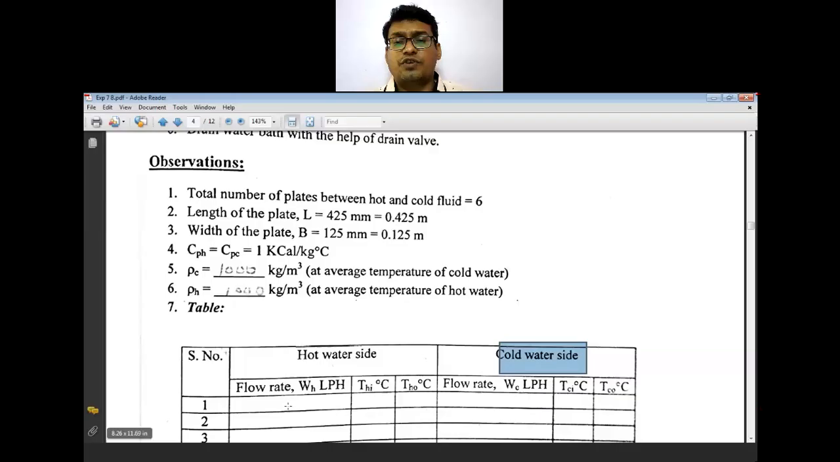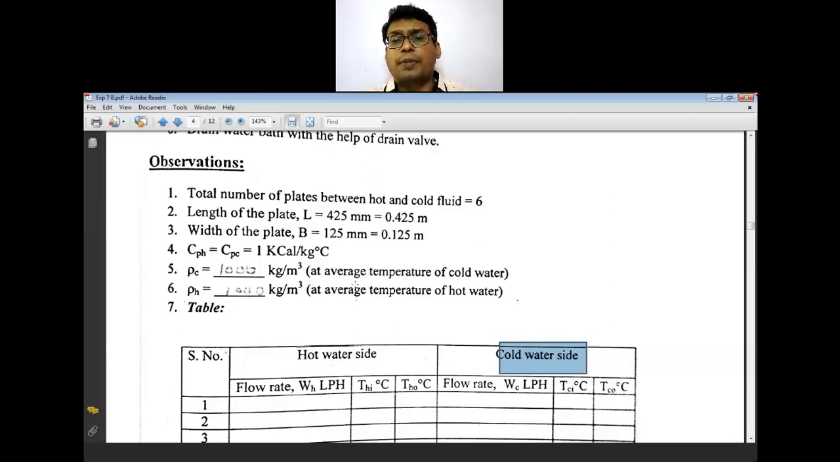So I have started with 60 degrees Celsius and a flow rate of 120 liters per hour. The hot water outlet temperature will be noted. Similarly, I am going to change the cold water flow rate from 100 to 150 to 200 liters per hour. Correspondingly, I can either keep the hot water side flow rate at 120 only, or I can even change the hot water side flow rate and take the readings for the hot water inlet and hot water outlet.